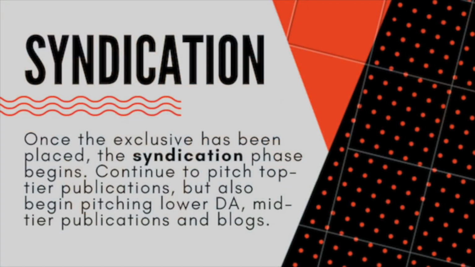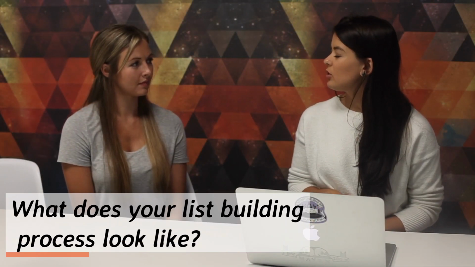Great, and so syndication would be when the campaign has been placed by a top tier publisher? Yes, so the syndication comes after the exclusive. So once that exclusive has been secured, then you're going to be in the syndication phase, and you're going to be reaching out to different types of publishers that have lower domain authority and aren't visited as much on the web.